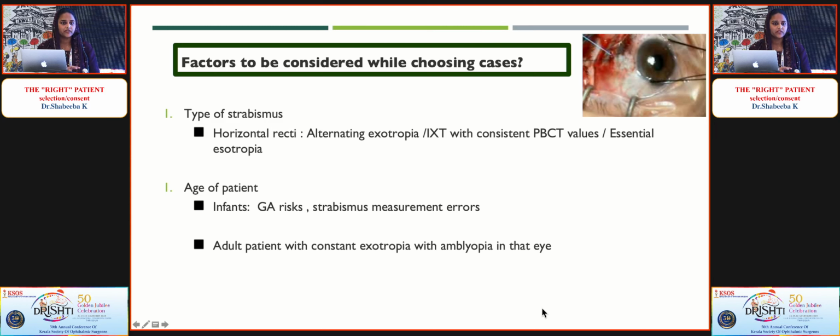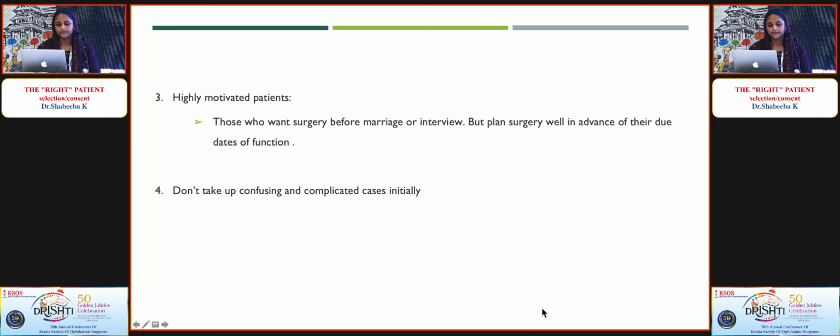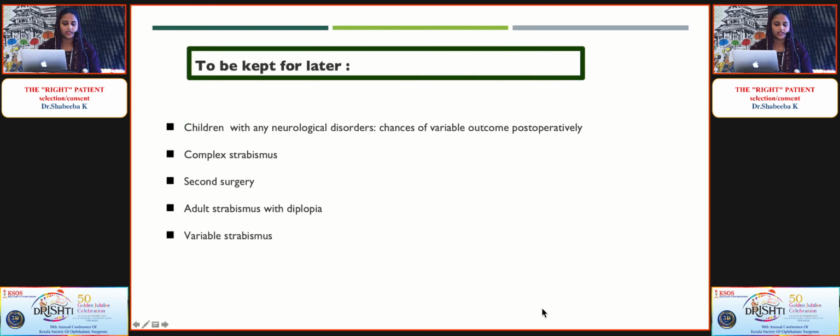And coming to the age of the patient, it is better to avoid initial surgery on infants because of anesthesia risk and also the strabismus measurement errors. It is ideal to choose an adult patient with constant exotropia with amblyopia in that eye at the initial career. And the patient should be highly motivated, like those who want surgery before the marriage or before an interview, but plan surgery well in advance of their due dates of function. And don't take up confusing or complicated cases initially.